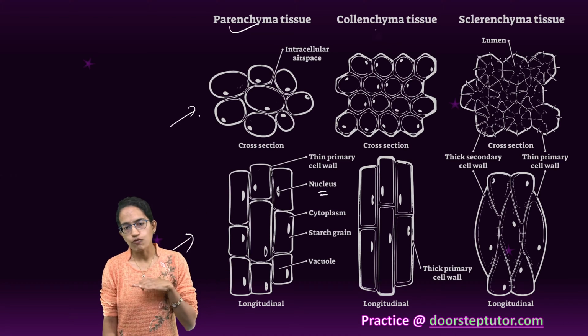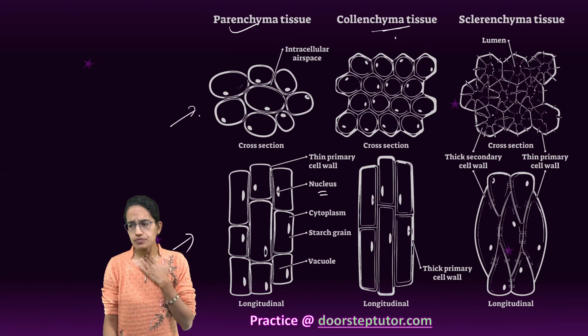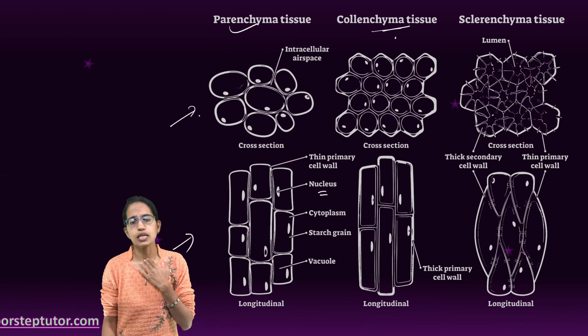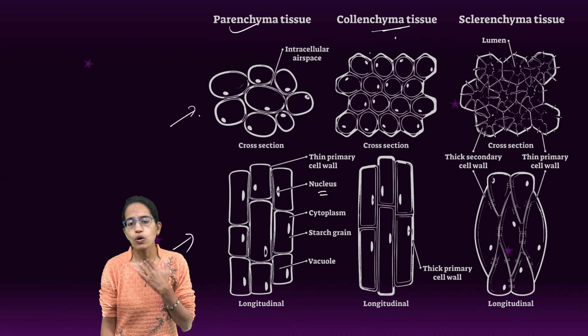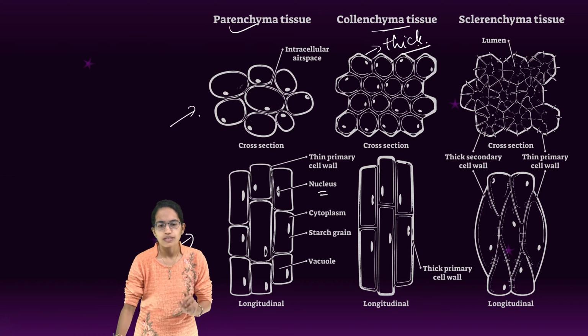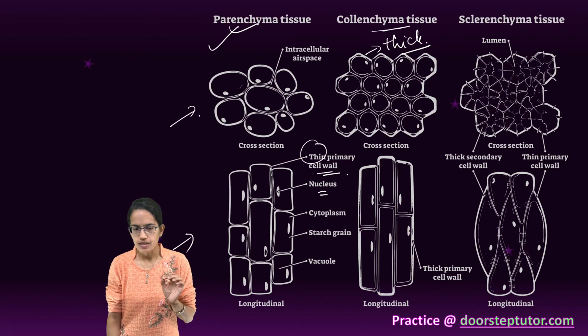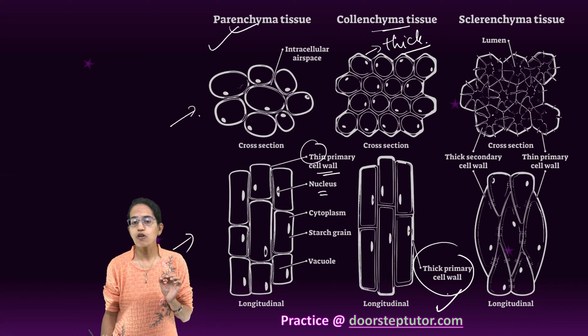However, in the case of collenchyma, the collenchyma cells are arranged in a systematic order in a hexagonal structure, but their outer corners have a thick outer layer. Okay, so the primary wall here in the case of parenchyma is thin. However, it is thick in the case of collenchyma.